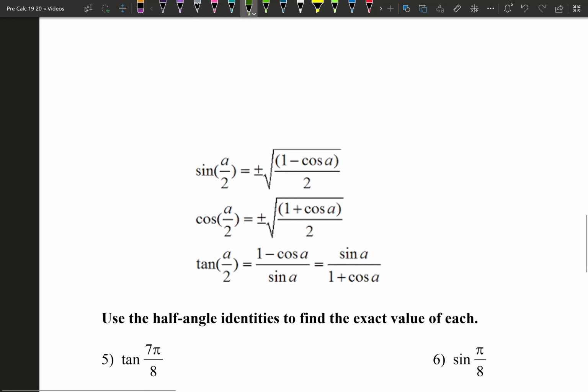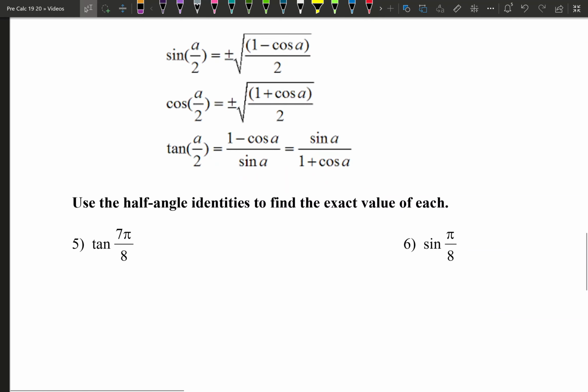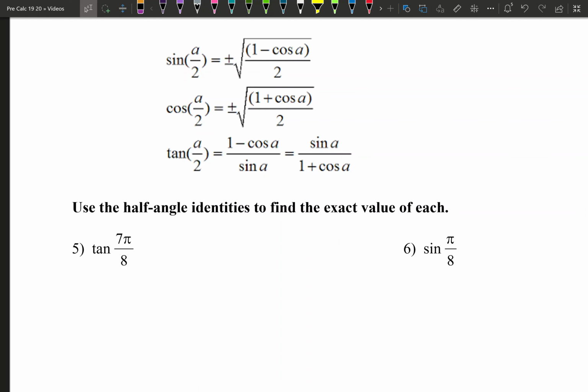Let's take a look at our half angle identities. Our half angles we're going to use to calculate eighths. So we've got tangent of 7 pi over 8 here. We can't do this as a sum or difference because we could write this as 3 pi over 8 plus 4 pi over 8 because 4 pi over 8 is pi over 2. We know the values of that. That's fine, except the 3 pi over 8, we don't know the values.